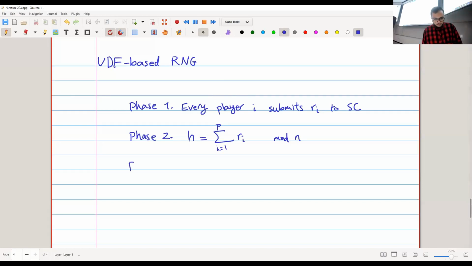And then here's my last phase. I say my random number R, which is the final result of the entire procedure, is going to be a VDF of H.